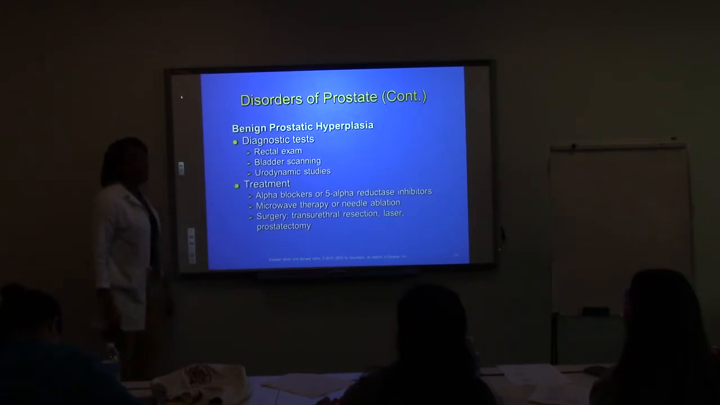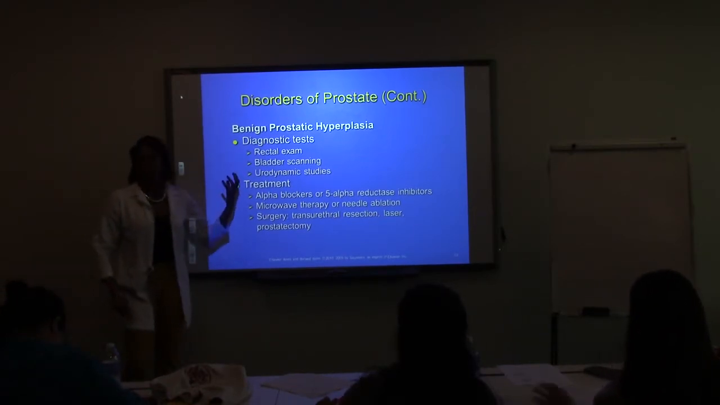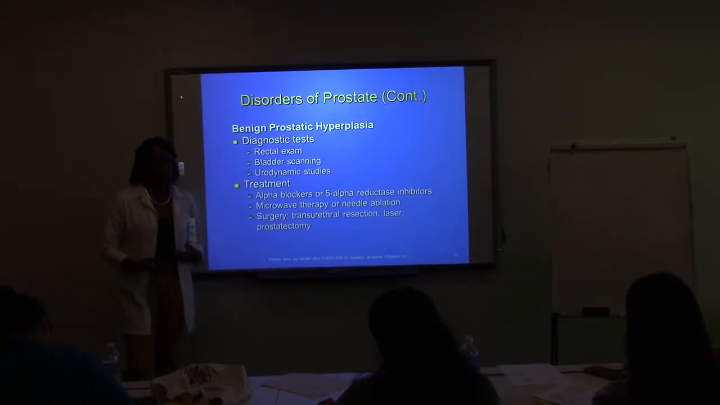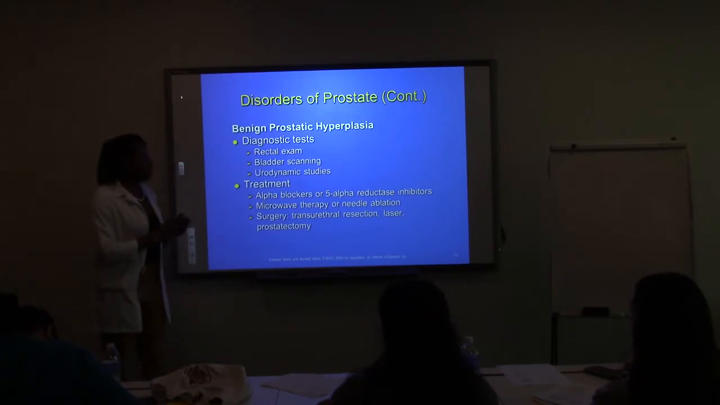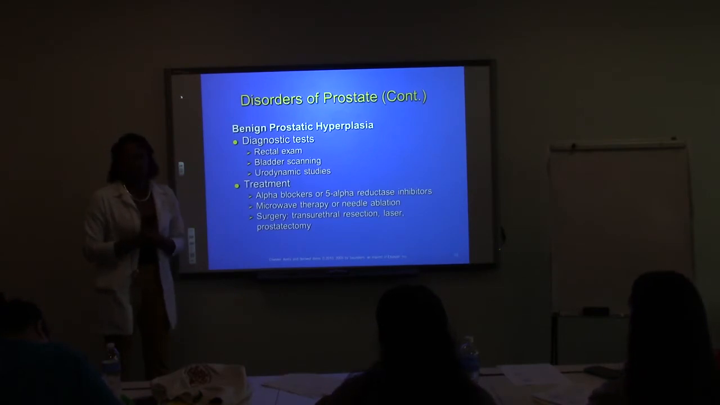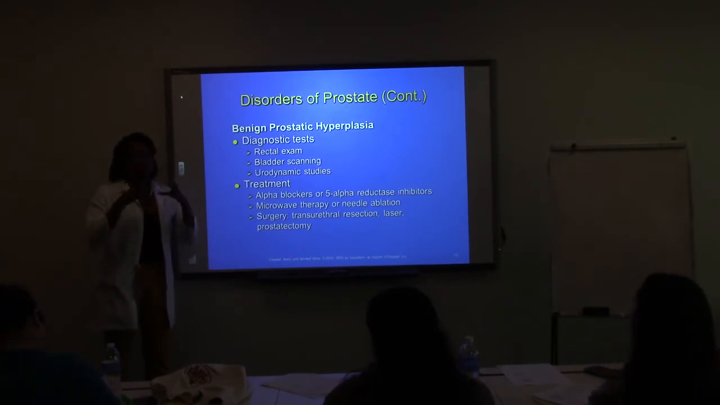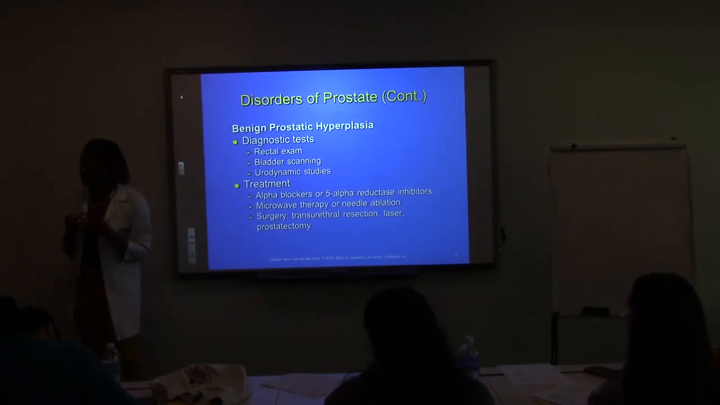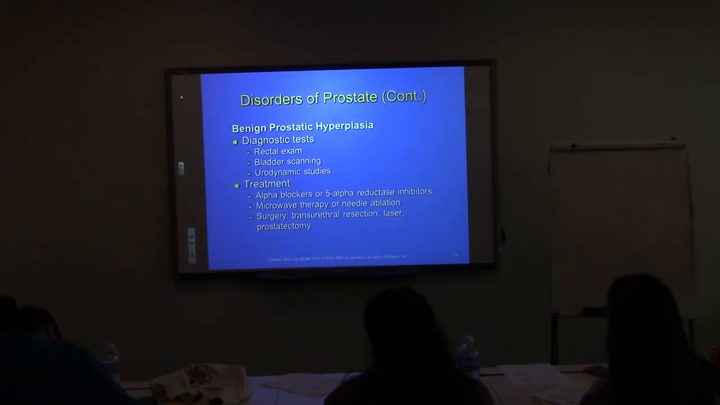Now, bladder scanning and urodynamic studies, those types of tests are done to see the backup of urine and the issues that are occurring. So you can know the exact location, how much urine they're getting out, if any at all. And treatment. Treatment for BPH, they do have a couple of things. So alpha blockers, also known as 5-alpha reductase inhibitors, these are meds that are given to relax the muscle of the prostate gland.